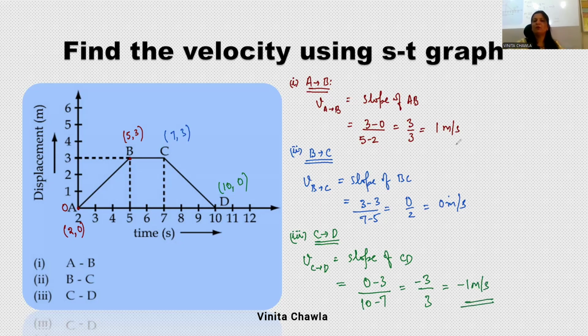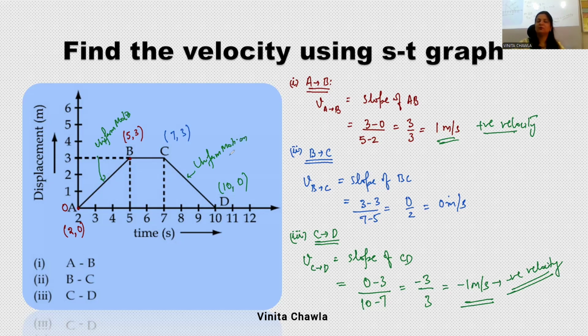So you can see that here we have positive velocity, and here we have negative velocity. Why negative? Both the graphs AB and CD represent uniform motion. What is the difference between these two? Speed is constant. Velocity is constant in both the cases.